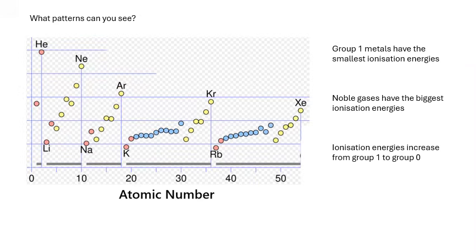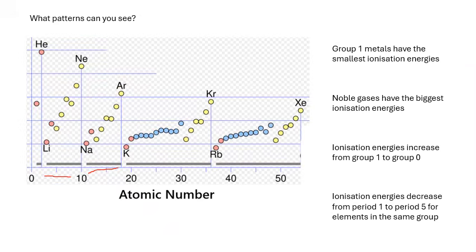That's the general trend. If we look at period 2, from lithium up to neon, we see that the ionization energy gets bigger. It doesn't always follow that pattern. There are little anomalies here and there, which we're going to talk about. If we look at period 3, from sodium to argon, the ionization energy from group 1 to group 0 gets bigger.